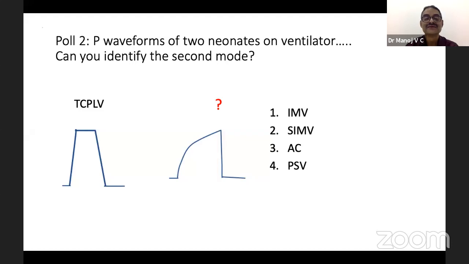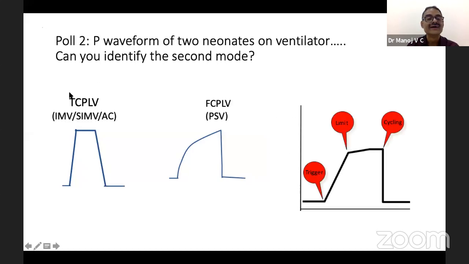Oh no, I had given the clue here itself. It's a time cycled pressure limited ventilation, and cycling happens by time always in all these 3 modes: IMV, SIMV and assist control. Only in PSV, it's a flow cycled pressure limited ventilation. So I gave the clue. TC, PLV I wrote here. You should have caught the clue. Anyway, some of us have got it correct also. So the pressure waveform can tell you what the mode of ventilation is as well.